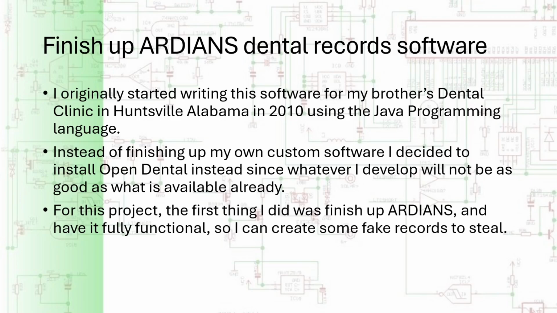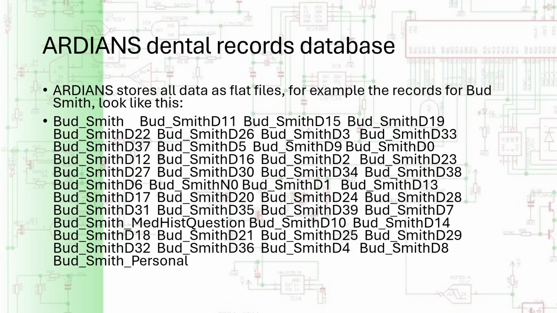So first thing I did was finish up the RDN software, which was originally written in Java. So I just went ahead and finished it so it's all completely functional. And next, here I'm describing how the dental records are actually stored on the server. And they're stored as flat files, which is perfectly fine. That's how I originally designed it, and that's how I'm going to keep it. So the idea is to steal these files.